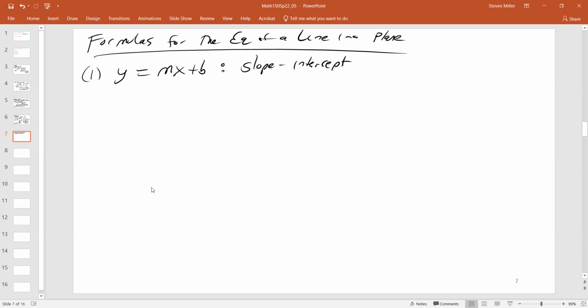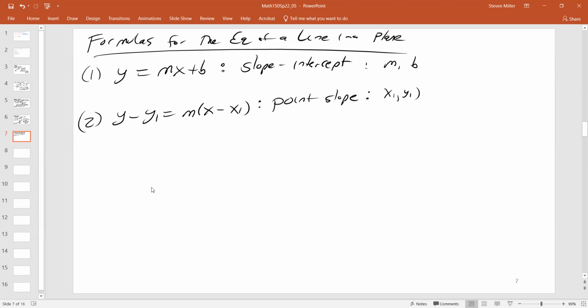It might be that this is the standard form because we try to always write things in the form y equals mx plus b. So that's one. What's another one? Point slope. So y minus y1 equals m times x minus x1. Yes, this is point slope. And so here we're given m and b. Here we're given x1, y1, and m. And there's one other version.